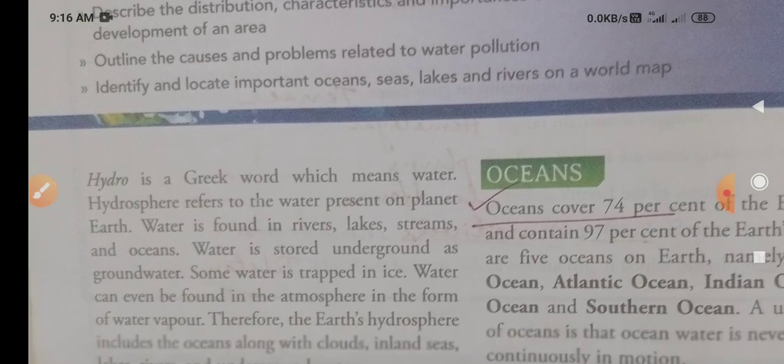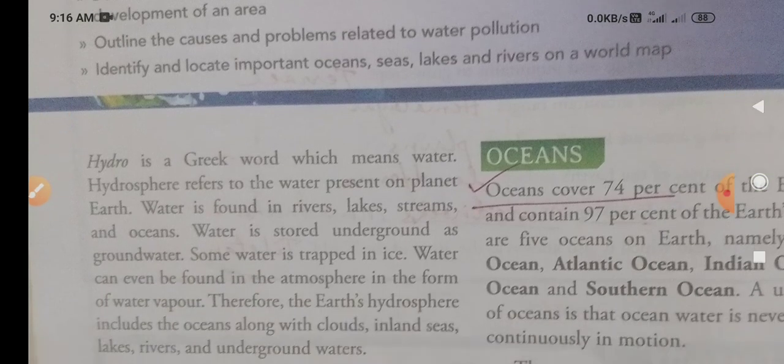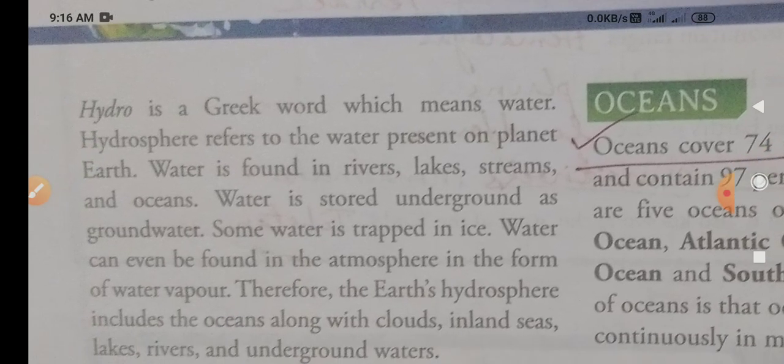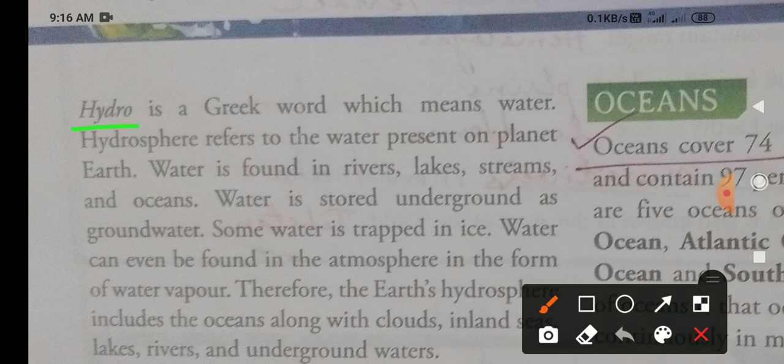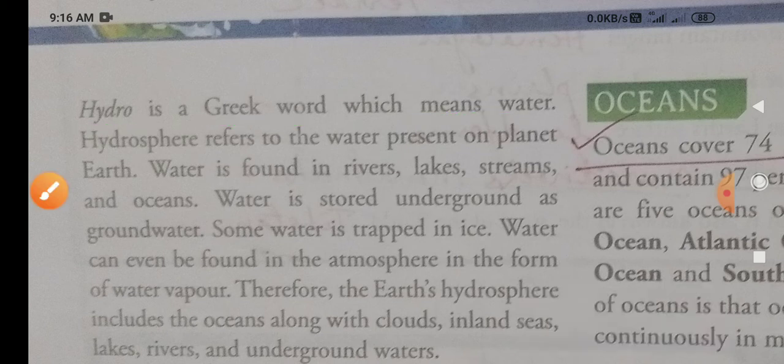Let us read together. Okay, so here see, hydro is a Greek word which means water. Please keep in your memory this word hydro. So this hydro means what? It's a word. Its meaning is water. It's a Greek word. Greek is the name of a language where people speak differently, that is not English. That is the Greek language only. Okay. So you see, Greece is the name of the country where the Greek language is spoken.